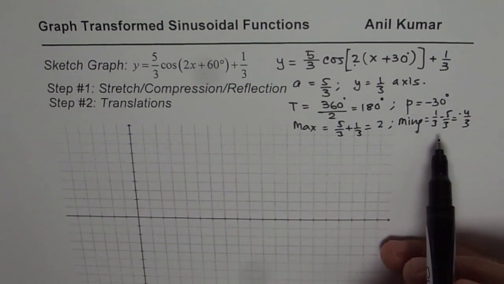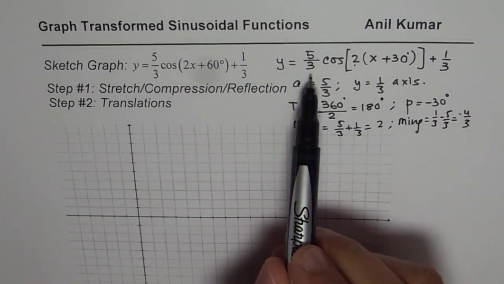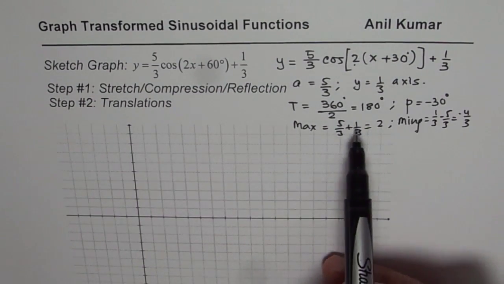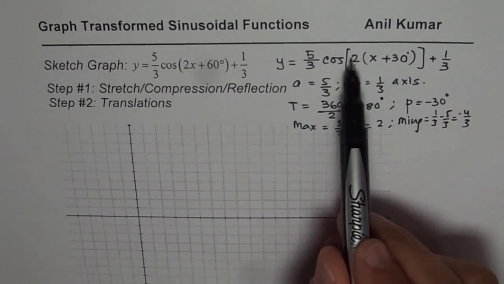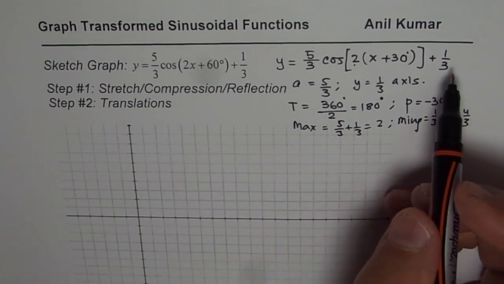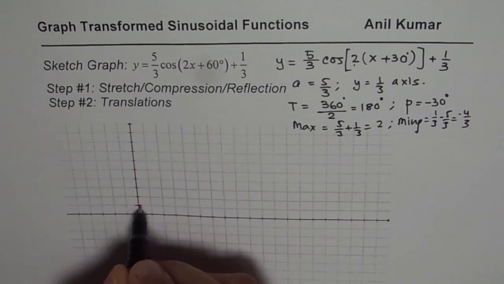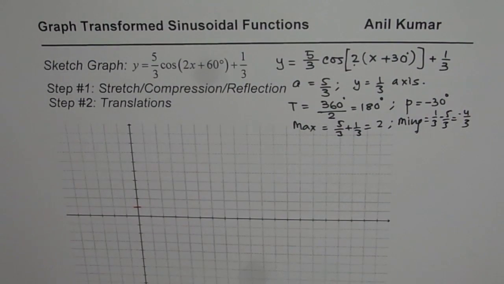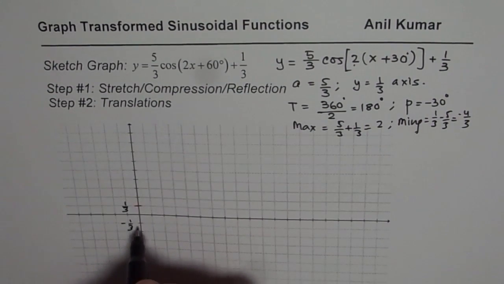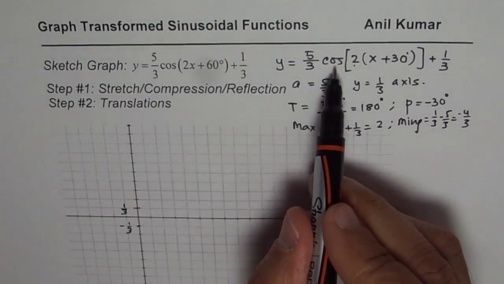Now in the first step we will incorporate stretches and compressions. That means we have an amplitude of 5 over 3 and a time period of 180 degrees. So these are the two things which we'll incorporate in the first step, correct? We need to take a proper scale also. 1 over 3, 5 over 3 are all fractions. So let us say this is 1 over 3 for us. Let me write down here 1 over 3. So that will be minus 1 over 3. Okay.